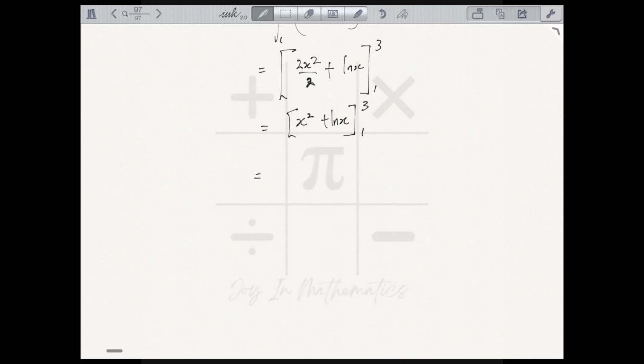So the first thing to do is to substitute our upper limit. That's 3 squared plus ln 3. And we subtract our lower limit of x equals 1. That's 1 squared plus ln 1. Putting this in our calculator, we will have our final answer to give us 9.099.